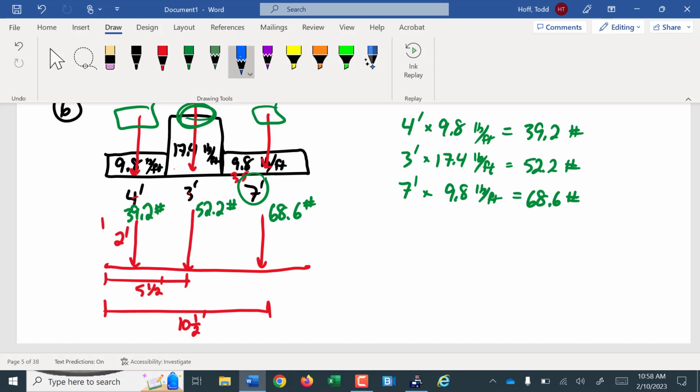Now I'm going to pause there. Any questions on where this came from in the blue or in the circle there?